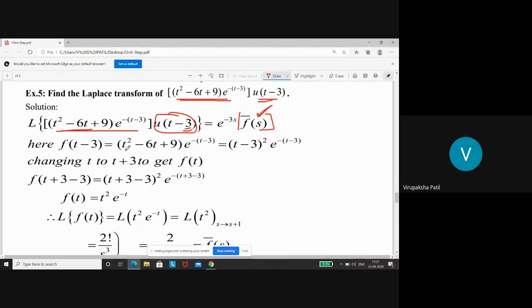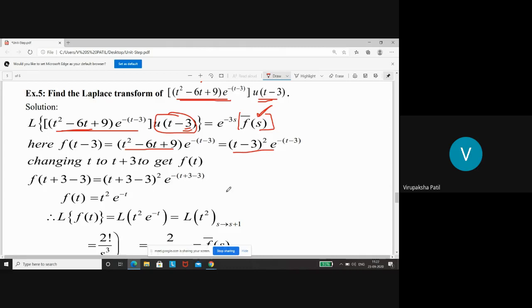See, by observing this, I have written it directly. It is of the form a square minus 2ab plus b square type. That is, it becomes (t minus 3) whole square. I have written it directly. If you don't know how to write this directly, you can substitute t minus 3 wherever t is there and then simplify. Definitely you will get the same answer. If you write like this, your problem will be solved very quickly.